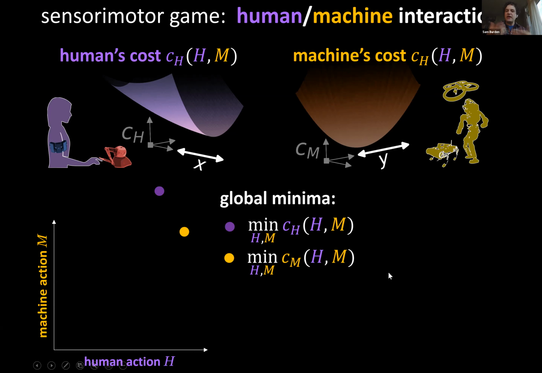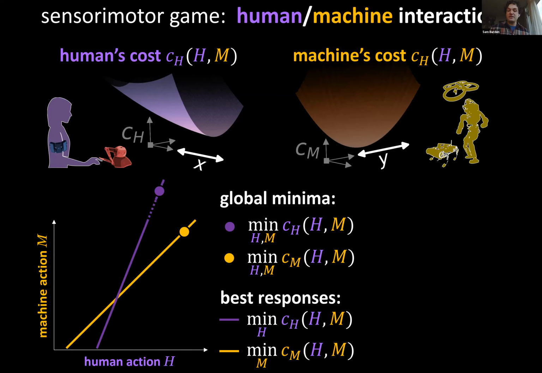But of course, they're playing a game. The human doesn't get to decide what the machine does, and the machine doesn't get to decide what the human does. And so other useful information to visualize are the best response curves. So this is, the human accepts that the machine is going to do what the machine does. And so subject to whatever the machine's doing, the human's going to do the best thing it can for itself. And then similarly for the machine.